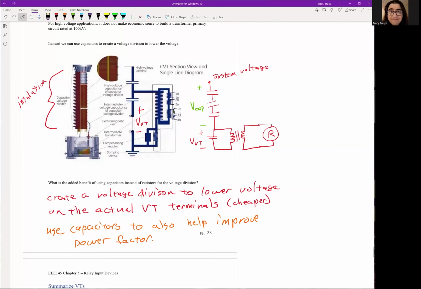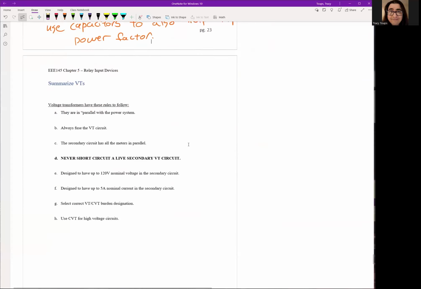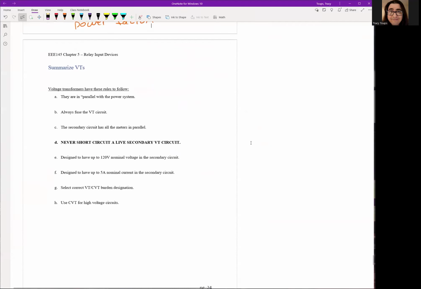So CVTs are very common. They're exclusively used on the high voltage systems, right? I've very rarely, if ever, seen a 115 kV regular VT. They're almost always going to be capacitive coupled VTs because it's cheaper and power factor improvement is an added bonus. Okay, so let's go ahead and summarize what we're talking about with VTs.